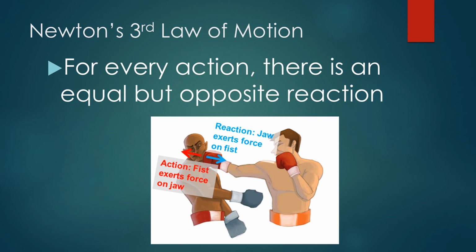If there was no reaction to every action, you wouldn't need to wear boxing gloves because your hands would be completely safe. A lot of people wear boxing gloves so they can protect their fists, their hands and the bones in their hand. So the reaction of the jaw pressing on the guy's fist is actually just as powerful as the punch itself. So for every action, there's an equal but opposite reaction. Can you guys think of any examples? Let you mull it over for a second.